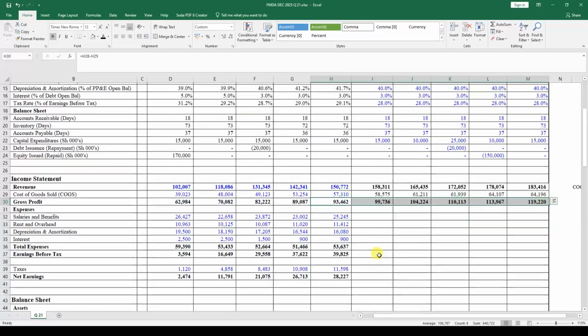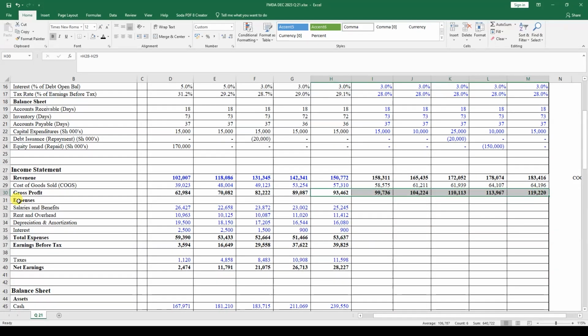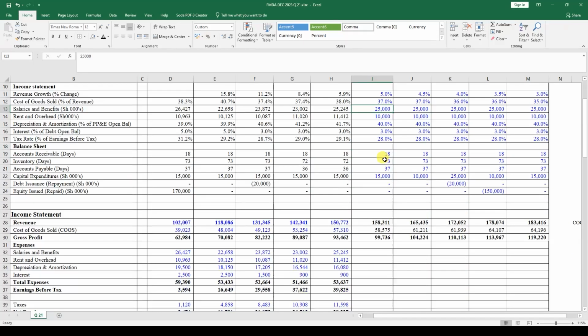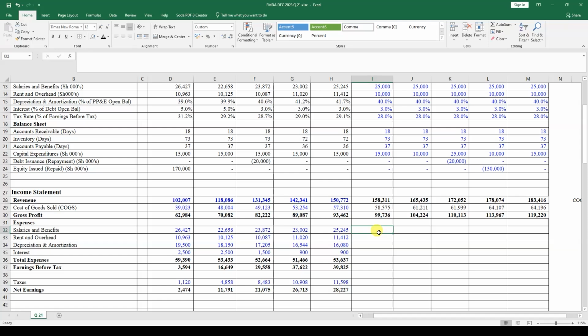Now we move on to the expenses down here. For the salaries and benefits, what are we told as far as the assumptions are concerned? We are told that the salaries and benefits are given to us in shillings, 25,000 all through like that. And here we're saying depreciation is going to remain as 10,000. Because they're following each other like that, and these are considered to be fixed costs, we just pick them from above.